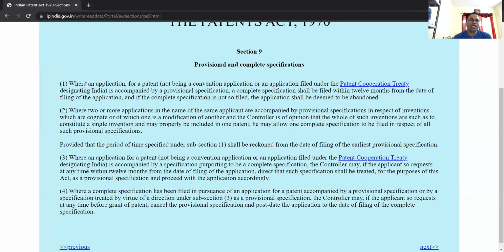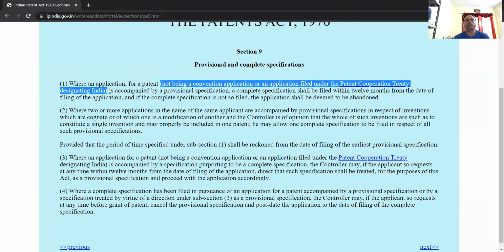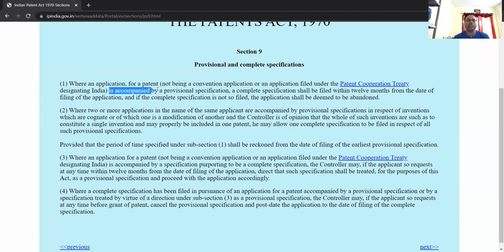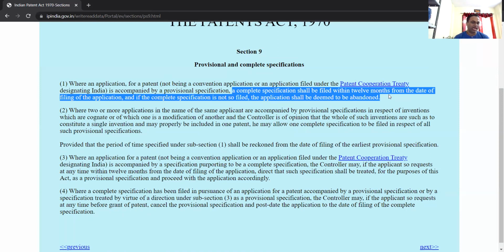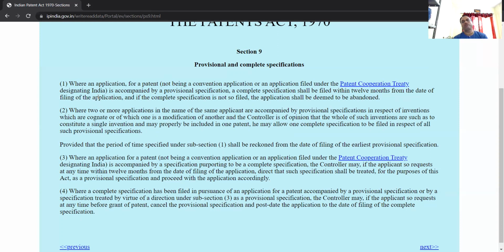It says where an application for a patent, not being a convention application or a PCT application, so a straightforward application for a patent in India, is accompanied by a provisional specification, then a complete specification shall be filed within 12 months from the date of filing the application. So if on 1st January I file the application as provisional, we are filing Form 2 only, but we write provisional specification.